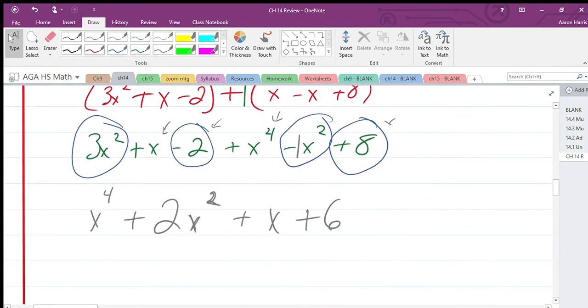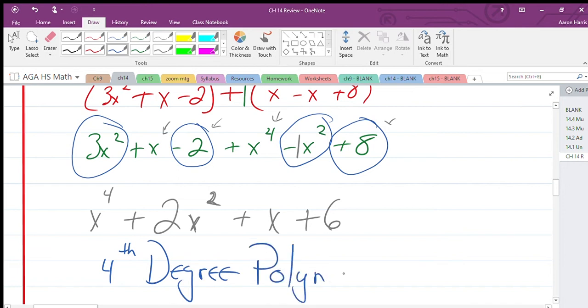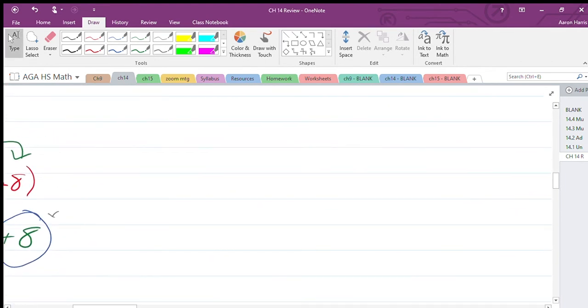What's the highest power? 4. So I have a 4th degree polynomial. It's not a monomial, it's not a binomial, it's not a trinomial. So I just put 4th degree polynomial because it's more than 3 terms. Okay? What if I want to subtract?